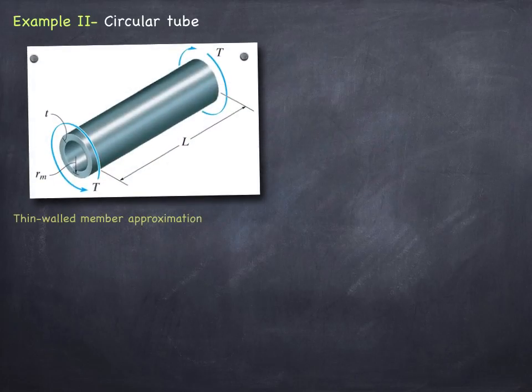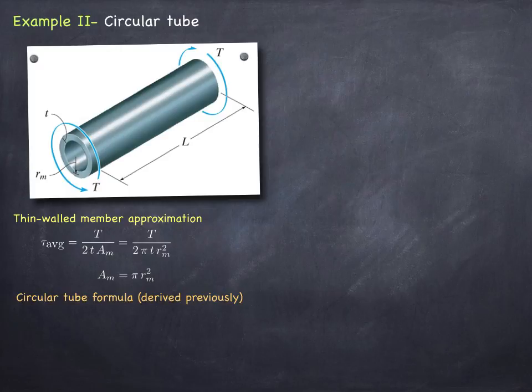So if you recall, in the slide that we just saw, the thin-walled member approximation told us that the average shear stress was equal to this formula. And if we are looking at a circular cross-section that has a mean radius of Rm and a constant thickness of T, the Am is going to be equal to pi Rm squared, and therefore the tau average will be T over 2 pi Rm squared times t. We can then compare this result with that we have obtained from the Coulomb approach.